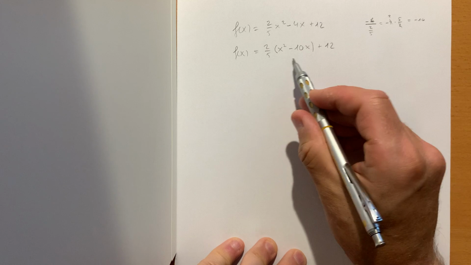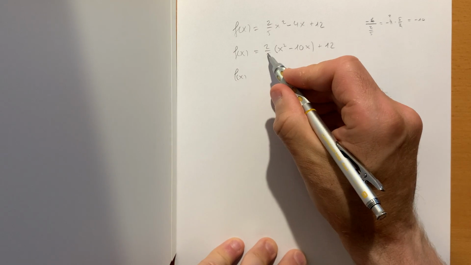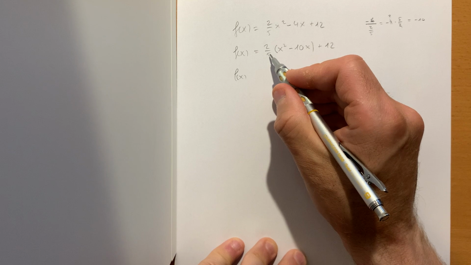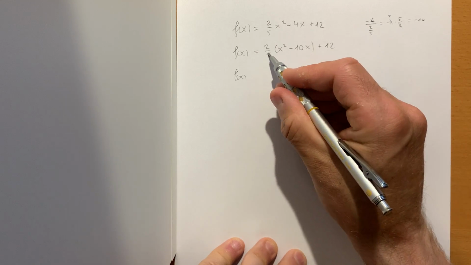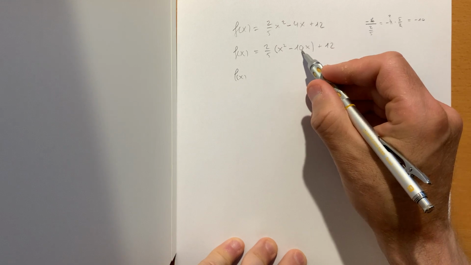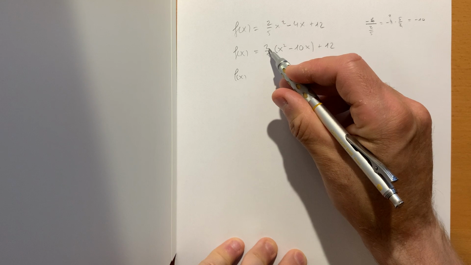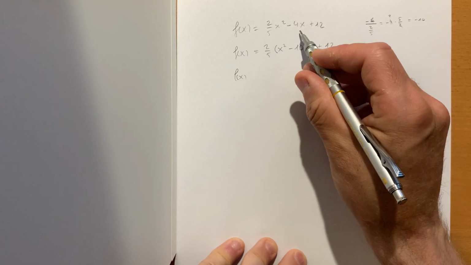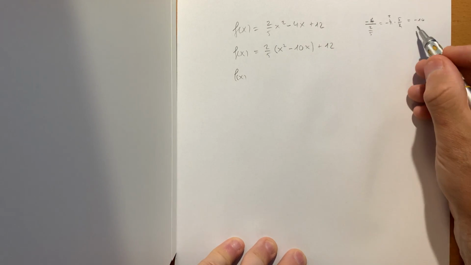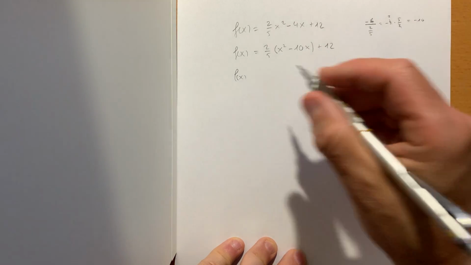And whenever you've done this, just think it through again. Well, you have to distribute it mentally. This times this is this, that's okay. And 2/5 times minus 10, well, divided by 5, that's 2. Times 2, that's minus 4, so it checks out. But well, if you can't do it mentally, just work it out like this.